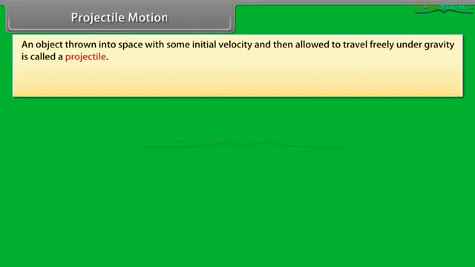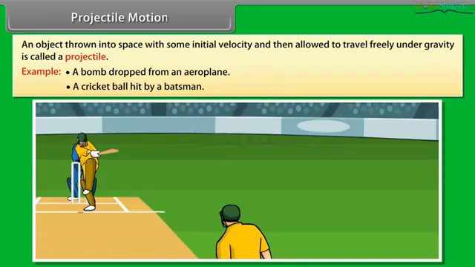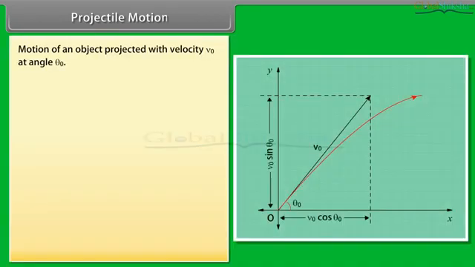Projectile motion. An object thrown into space with some initial velocity and then allowed to travel freely under gravity is called a projectile. For example, a bomb dropped from an aeroplane, a cricket ball hit by a batsman. Motion of an object projected with velocity v0 and angle theta 0 is shown in the figure. The path of a projectile is a parabola.